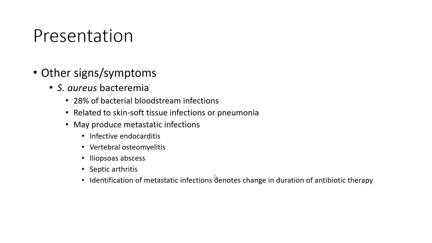28% of bacterial bloodstream infections are related to skin and soft tissue infection or pneumonia. It may produce metastatic infection, infective endocarditis, vertebral osteolysis, osteoarthritis, abscess, and septic arthritis. Identification of metastatic infection does not change the duration of antibiotic therapy.